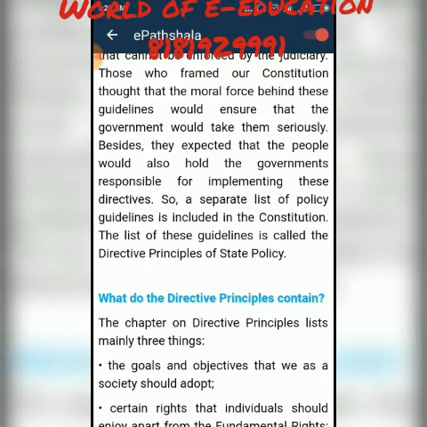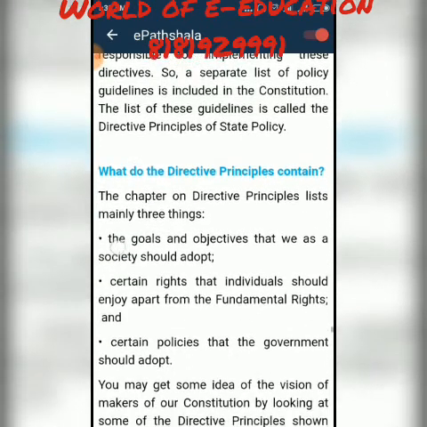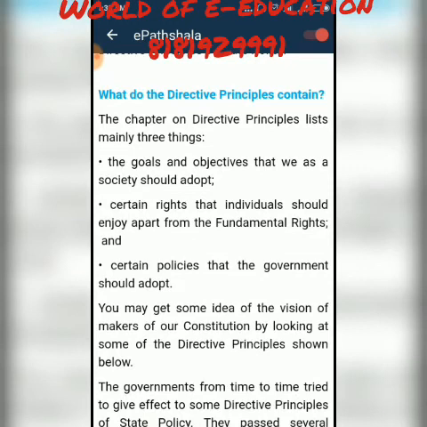So, a separate list of policy guidelines is included in the Constitution. The list of these guidelines is called the Directive Principles of State Policy. What do the directive principles contain? The chapter on directive principles lists mainly 3 things: the goals and objectives that we as a society should adopt, certain rights that individuals should enjoy apart from the fundamental rights, and certain policies that the government should adopt.